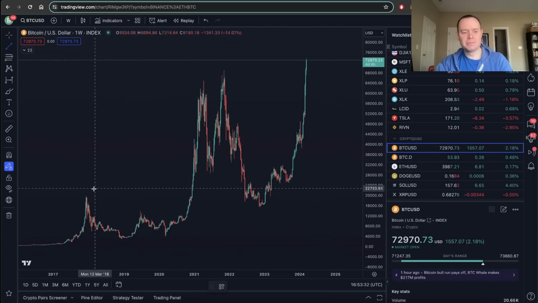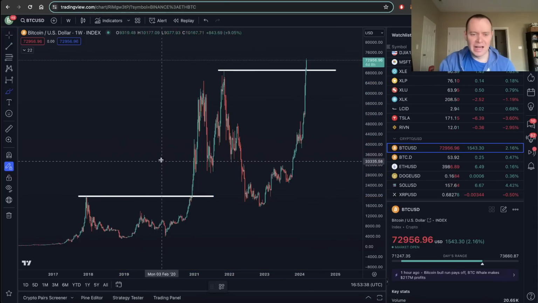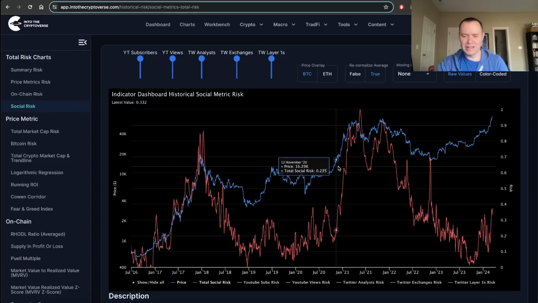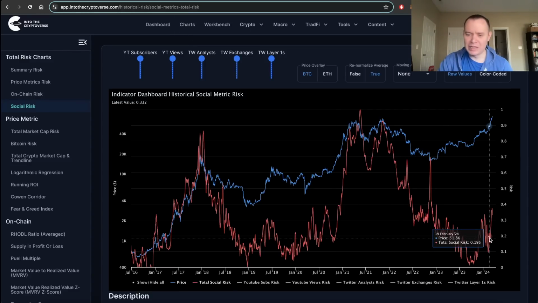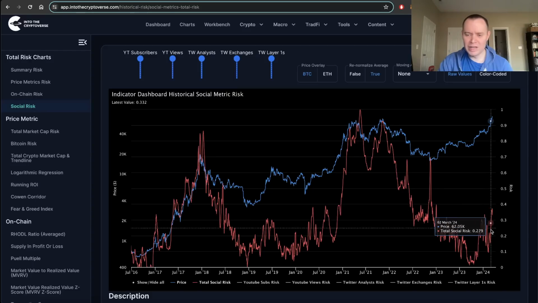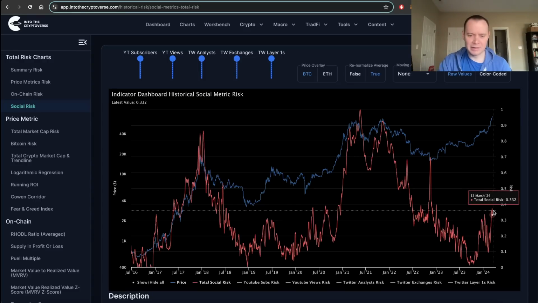The reason why that's important is because, again, in 2020, when we took out the highs, that is ultimately when social interest started to come back into the cryptoverse, right? Once we took out the highs, and you can see over here, we have taken out the highs. So going back to the social risk, you can see that as Bitcoin took out the highs, there has been a surge in the social risk back up to the 0.3 to 0.4 risk band.